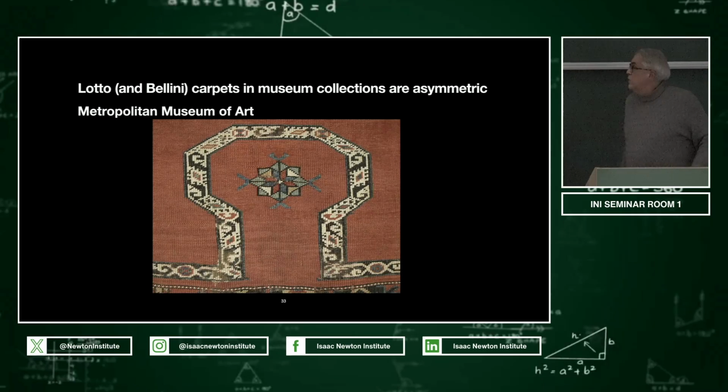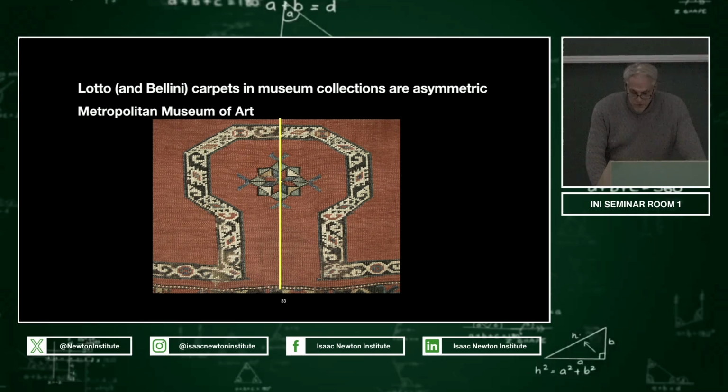And then we've looked at carpets surviving in museum collections. They are asymmetric. Here's one from the Metropolitan Museum in New York, another Uşak Lotto carpet.